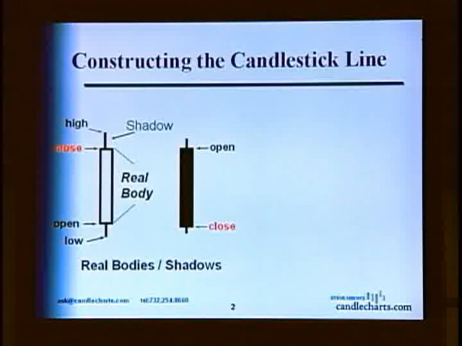Very simple. The candlestick line is made of 4 data points. And the 2 data points that define the rectangular portion of the candlestick line, which is called the real body, are the open and the close. So the open and close is a relationship that forms the real body, whether the real body is black or white. A white real body means the close is higher than the open.